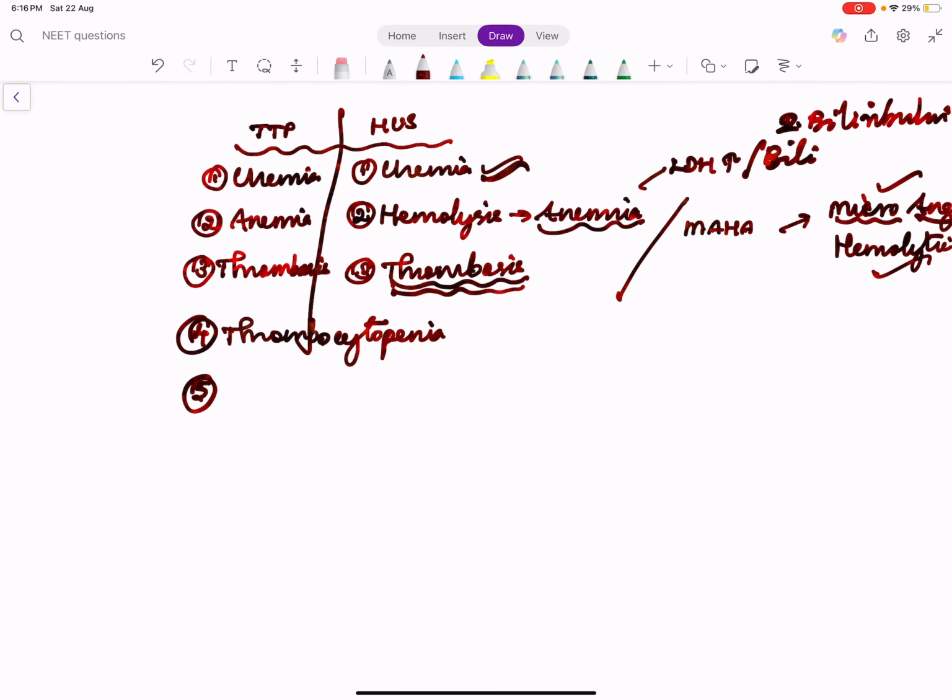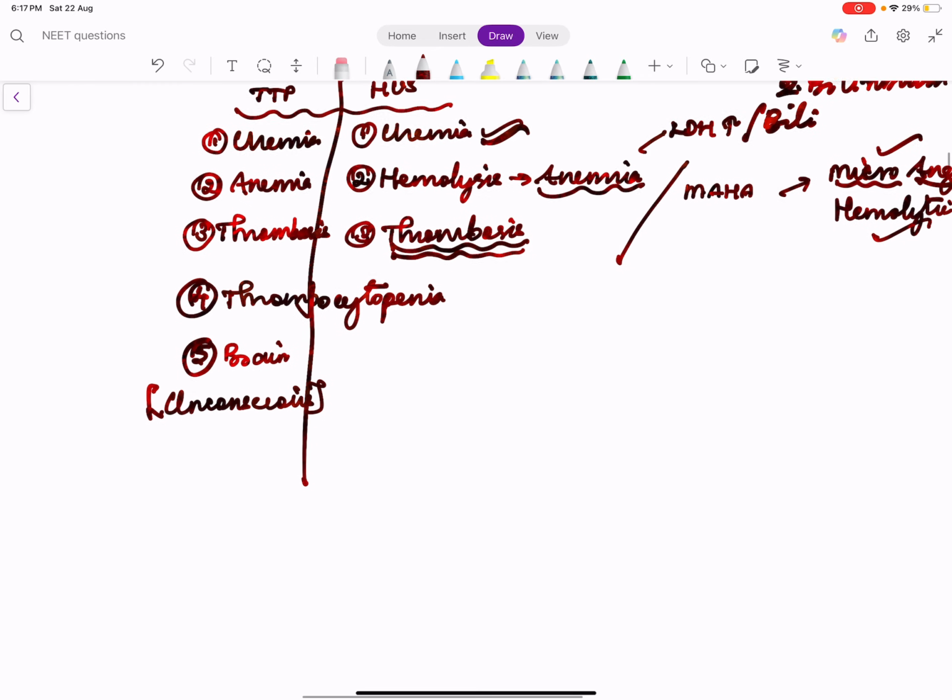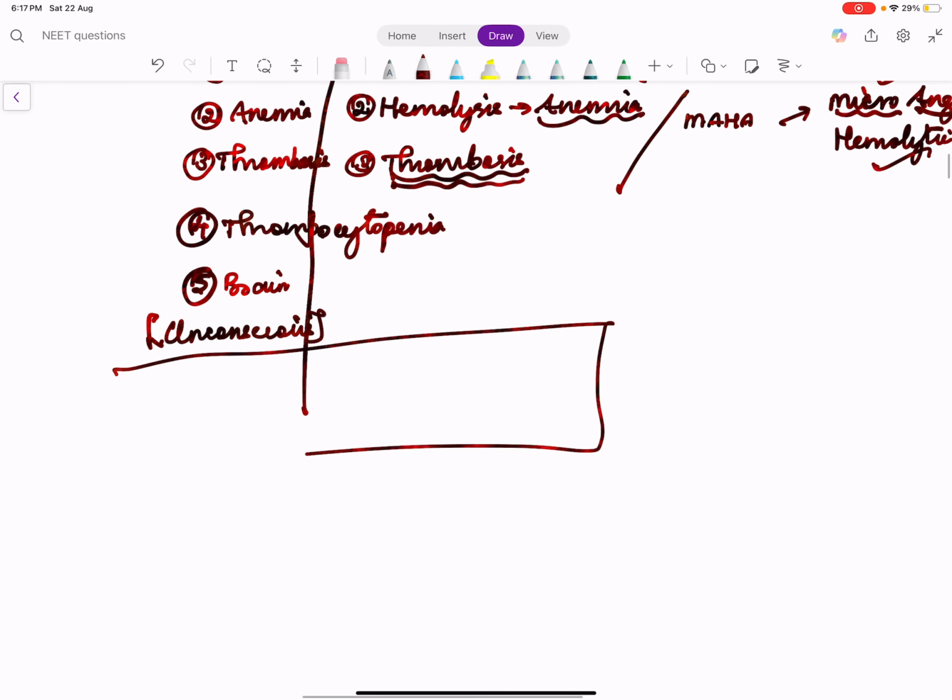Brain blood vessels, brain capillaries are also small vessels. In TTP, in addition, brain is also affected. So the patient can be unconscious or he can be confused. So that is the difference between TTP and HUS. But why does HUS occur? HUS occurs due to O157H7 E. coli infection. This we would have discussed in microbiology.